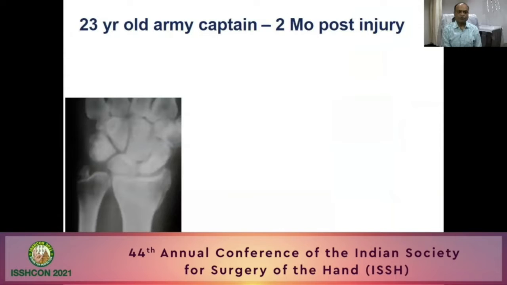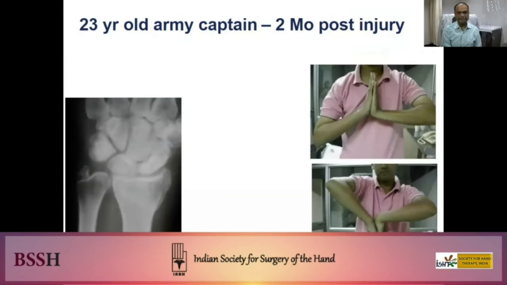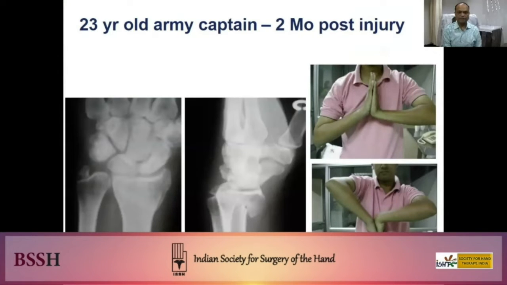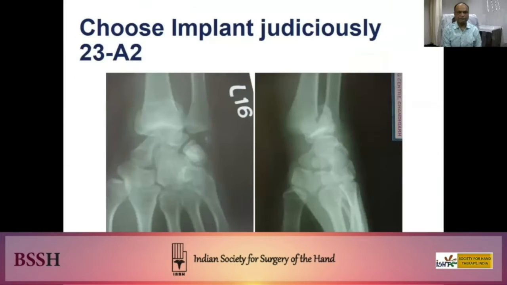Another case: a 23 year old army captain, 2 months post-injury, was treated only on the basis of this innocent-looking PA view. A lateral view was not done, and this was the function at presentation after 2 months of non-operative treatment. When we did the lateral view, it was a volar Barton fracture, which was subluxated. So it was treated by surgery, and that's the function.